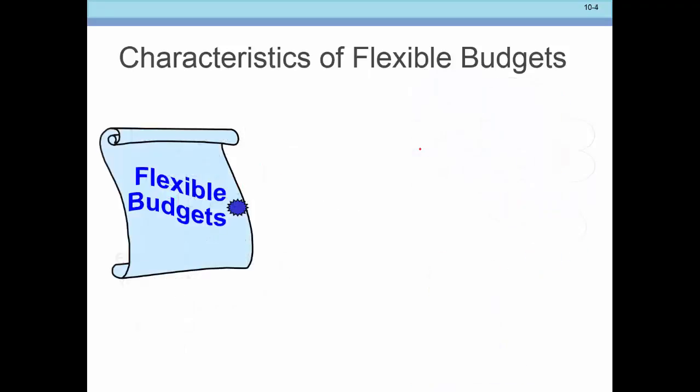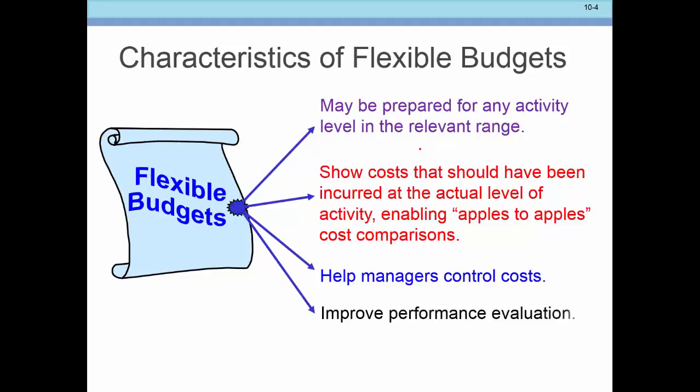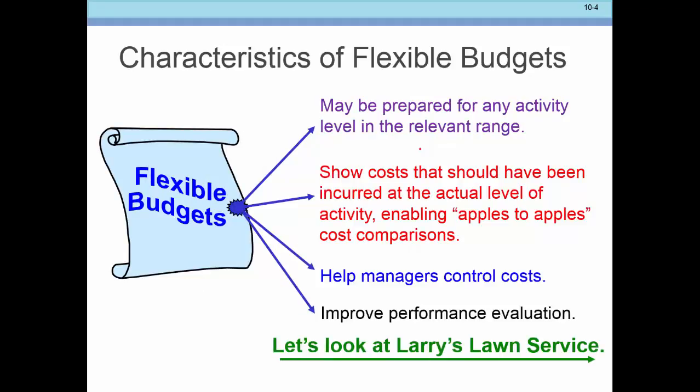We'll take a look at how flexible budgets are going to help us around the problem that I just described, and they'll show the cost that should have been incurred at the actual level of activity, and so we'll be comparing apples to apples. Okay?